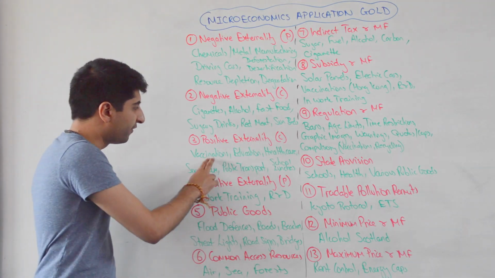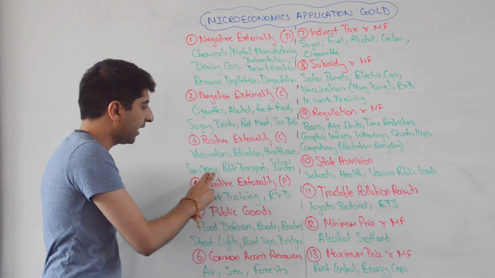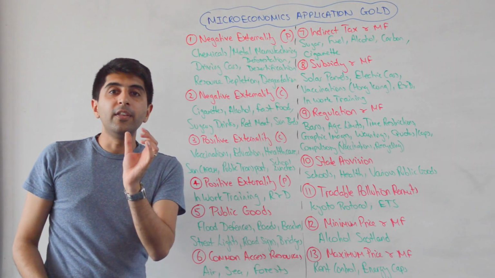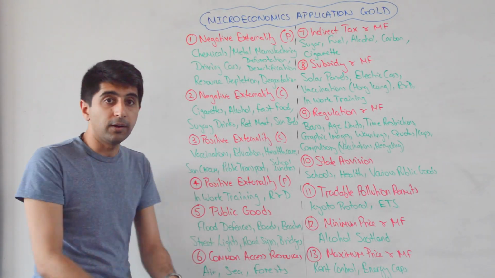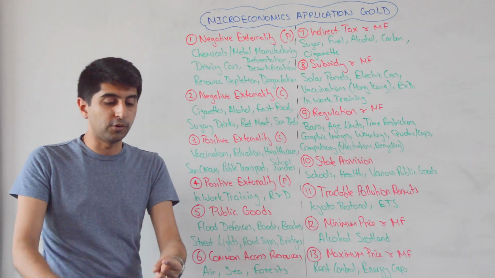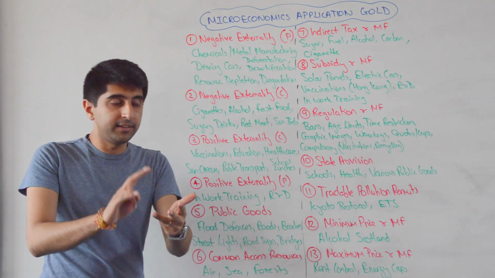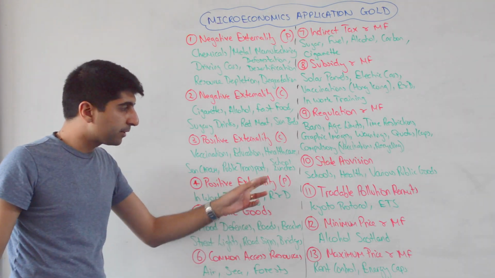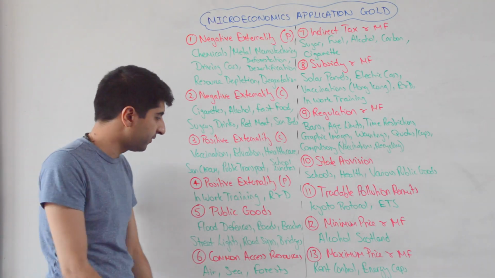Merit goods: vaccinations, education, healthcare, sun cream, public transport, school lunches. Again, make sure you can write down the actual externalities that come with that, doing the three things that I mentioned before: the separate agent, the third party, and in this case, the third party benefit. Positive externality in production. Not many students will have examples of this.